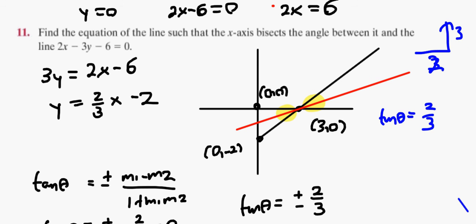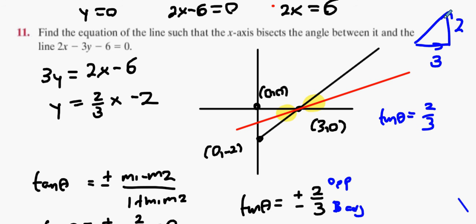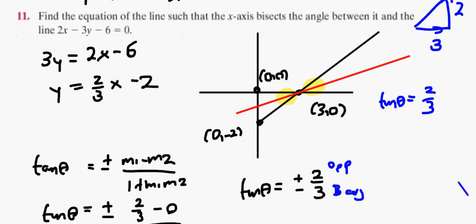Sorry, oh god, sorry. 2 is the opposite, 3 is the adjacent. Sorry, my fault. It's 3 across and 2 up. So 2 is the opposite, 3 is the adjacent. This means it has a slope of 2 over 3. This red line has a slope of 2 over 3. That's perfect. We have a slope and we have a point that it goes through. So we have everything we need.